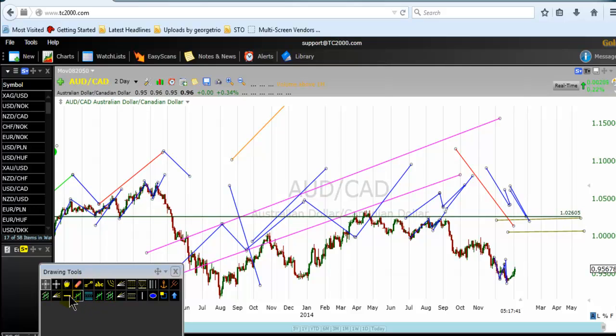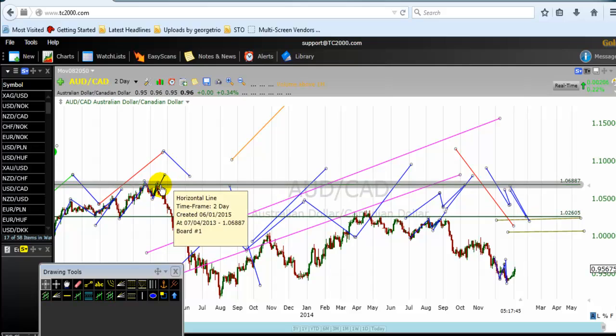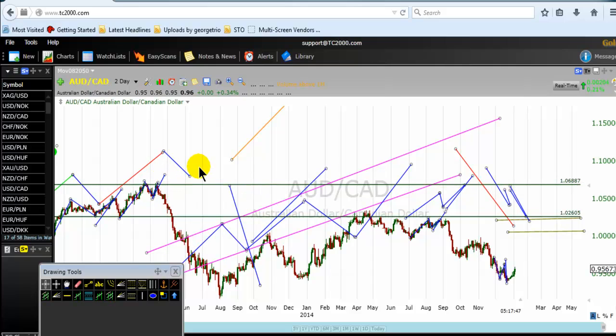Draw your warning line. I like that, okay? Draw your warning line. That will allow you to control your risk. So if it goes above, find a support, forget about it. Don't fight it, okay? Don't fight it, okay? I'm saying this to new traders.